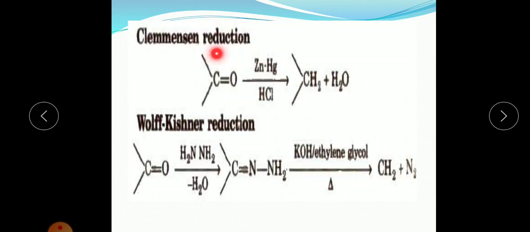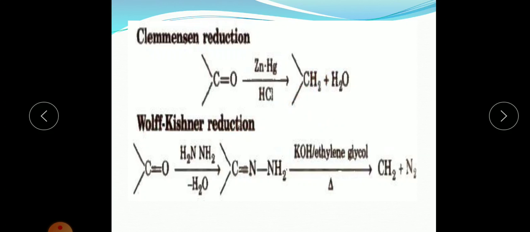So the first one is Clemmensen reduction. This can be an aldehyde, CH3CHO if it is an aldehyde. When you treat it with zinc amalgam and HCl, what will happen? This C double bond O will be reduced to a CH2 group, plus water. And if you take a ketone also, CH3 over here and CH3, and treat with the same reagent, it will form CH3, CH2, CH3, that is an alkane is formed, propane.